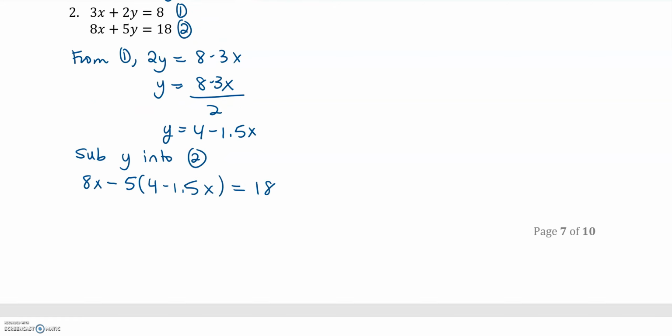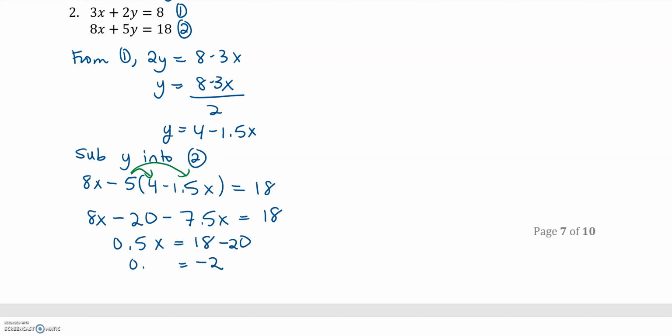Now to solve for x, we expand the negative 5 into the brackets. Don't forget that negative sign, and you get 8x minus 20 minus 7.5x is equal to 18. Grouping like terms, on the left-hand side you get 0.5x, and on the right-hand side you end up getting negative 2. Okay, now last step to solve for x, we divide both sides by 0.5. Dividing by 0.5 is the same as multiplying by 2. You end up getting negative 4.